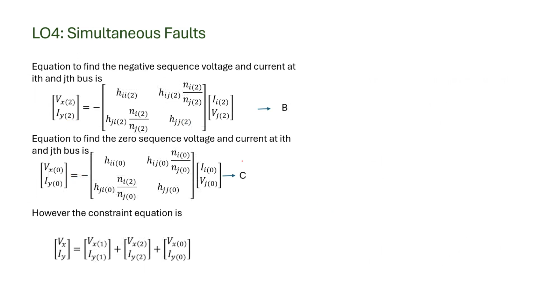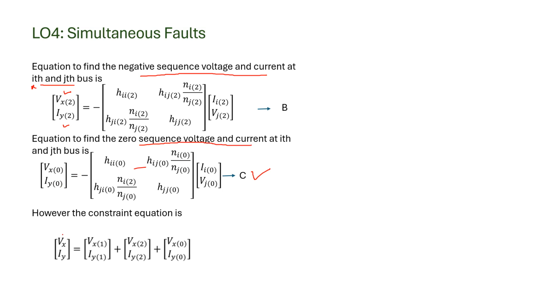Next, similarly, we can have the equation for negative sequence voltage and current at the ith and jth bus, at the x and y location actually. So Vx2, Iy2, and now we will not have the pre-fault voltage and current parameter here, and this equation gives you the negative sequence voltage and current at the faulted location. Similarly, equation C will give you the zero sequence voltage and current at the x and y location. And now we have to apply the constraint.